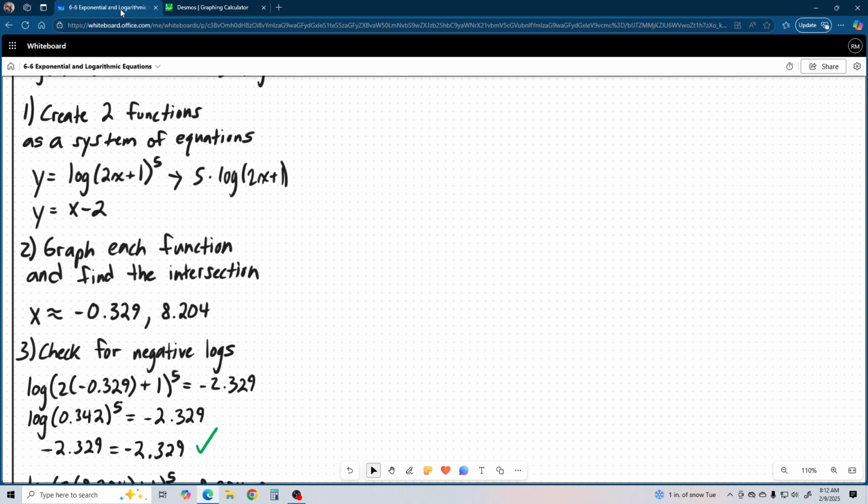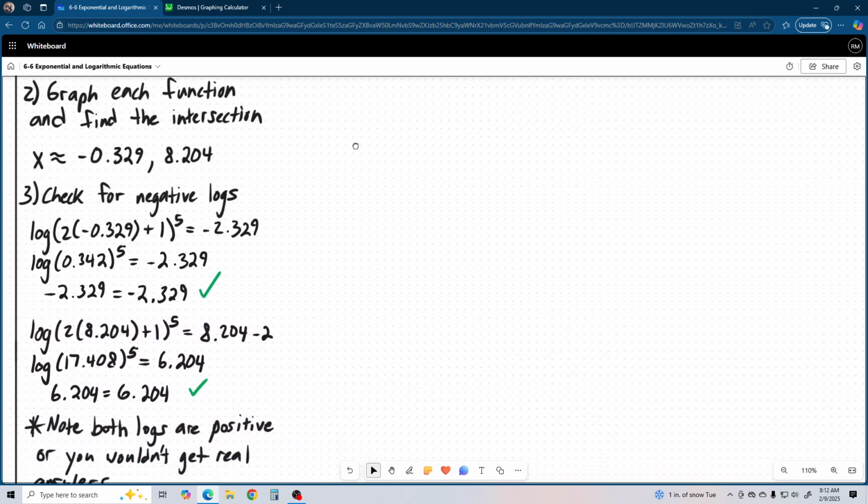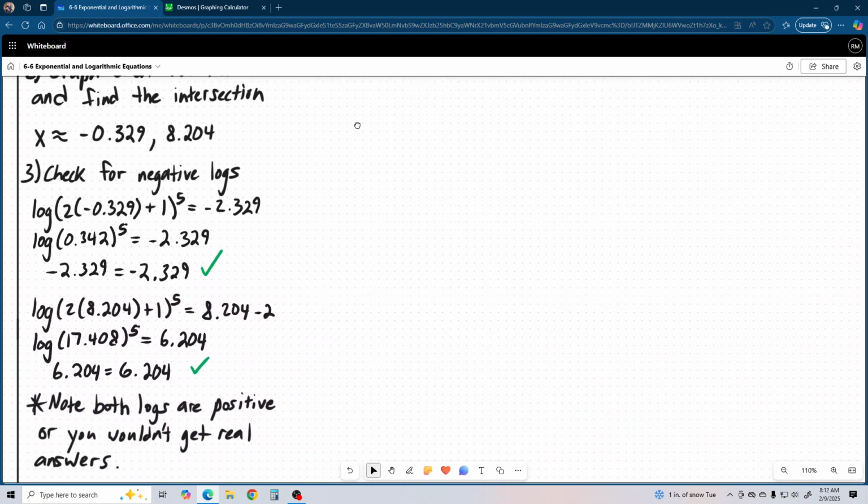So yes, you can go back and check the math, right? And I will show you that I did this. And if you want to look at it, you can. I solved that this would be the log of 0.342 to the fifth, which any number raised to an exponent, if it's a positive number, is going to give you a positive. So this will work.